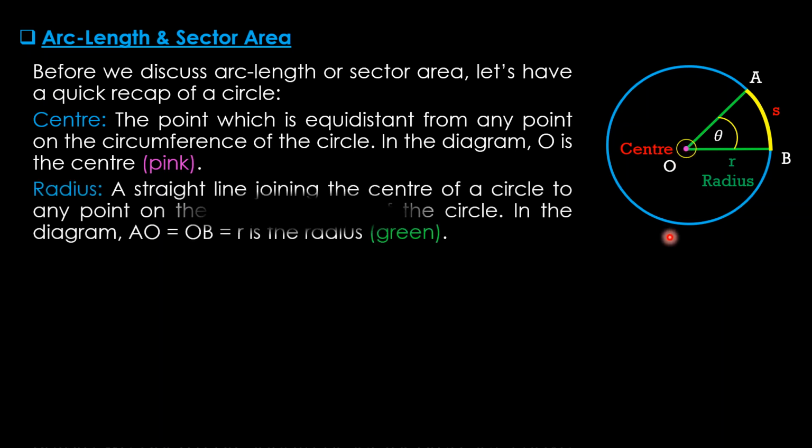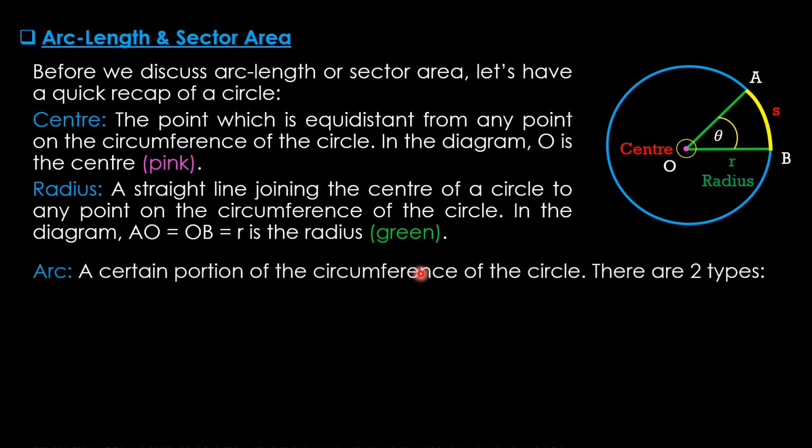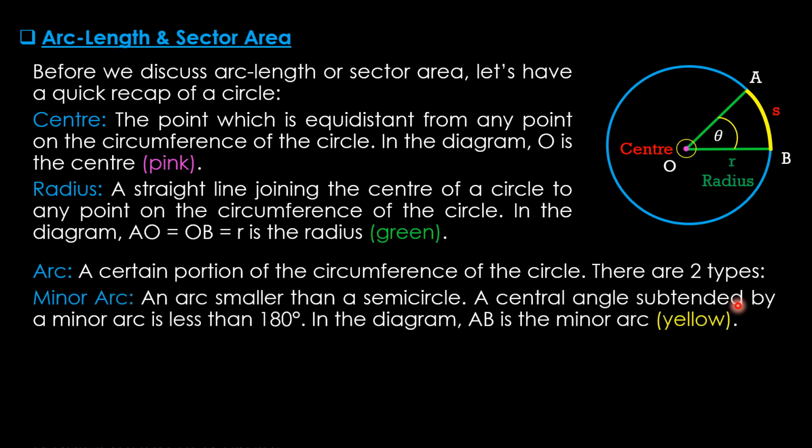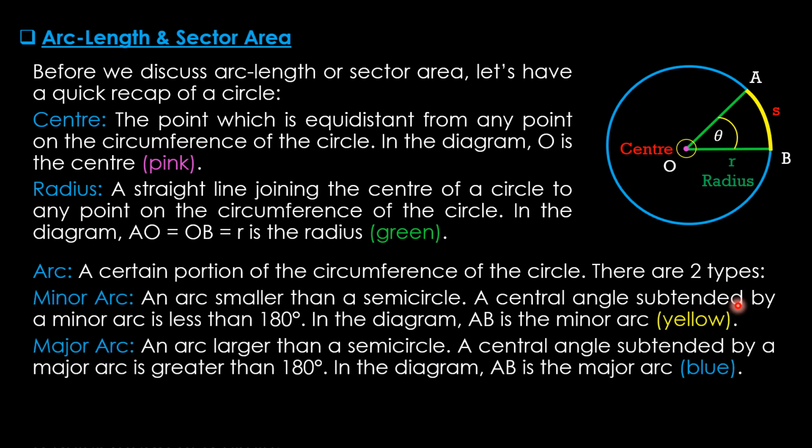Next, radius: a straight line joining the center of a circle to any point on the circumference. In the diagram, AO or OB, any one of these is a radius, denoted by green color. Now arc, what is an arc? A certain portion of the circumference of the circle. There are two types of arcs, minor arc and major arc. What is a minor arc? An arc smaller than a semicircle.